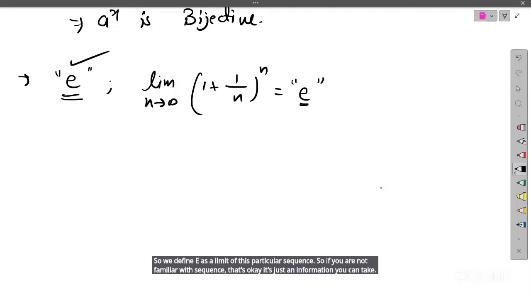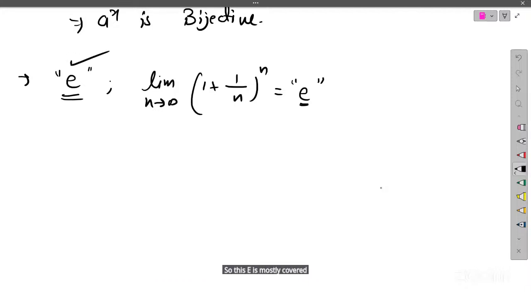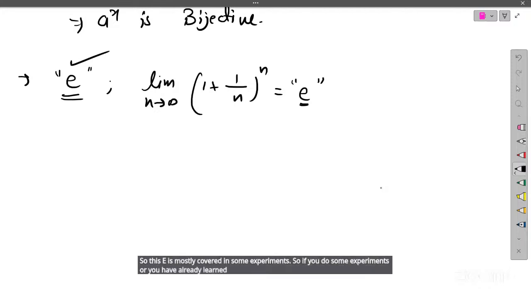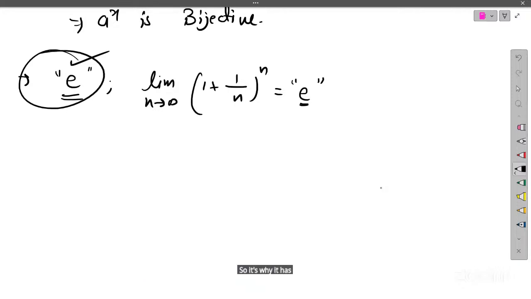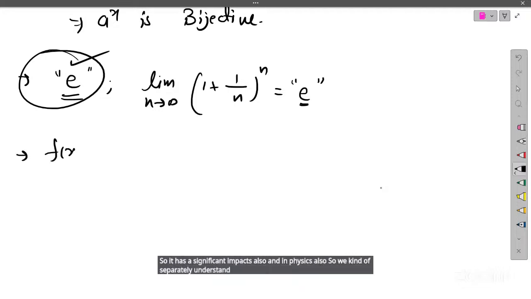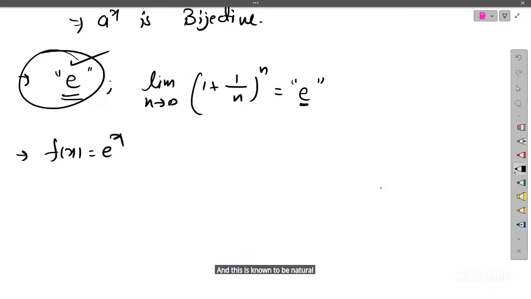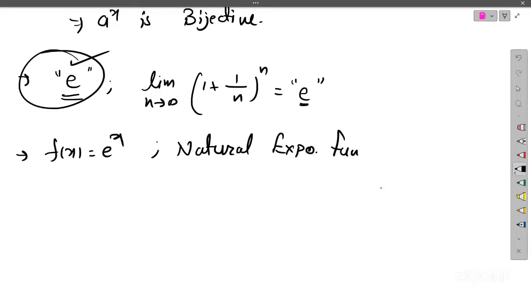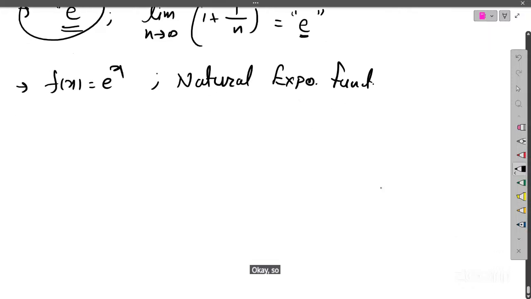This E shows up in many experiments. If you do some experiments, or you have already learned, in so many physical experiments we get this E. That's why it has significance in maths and in physics. So we separately understand the function f of x equals e to the power x, and this is known as the natural exponential function.